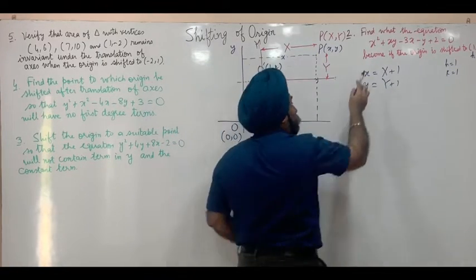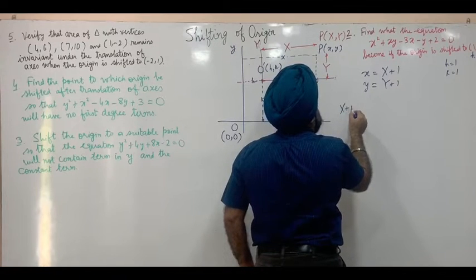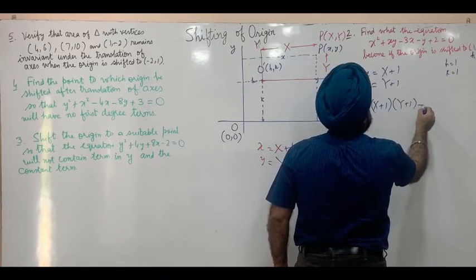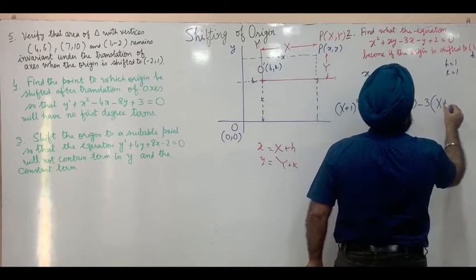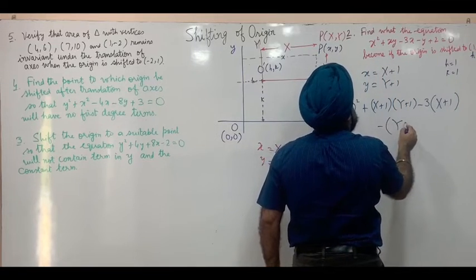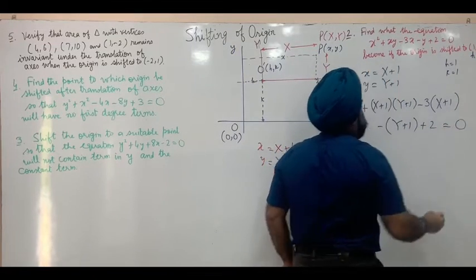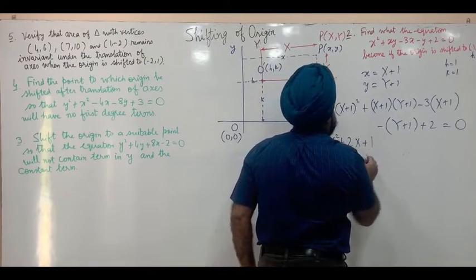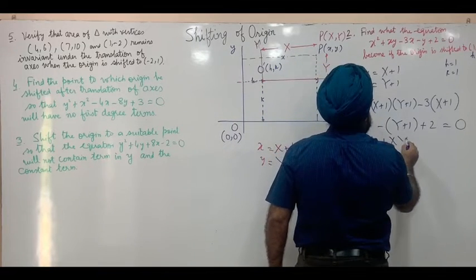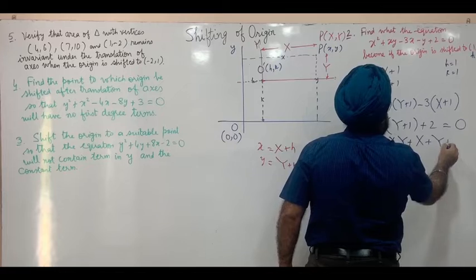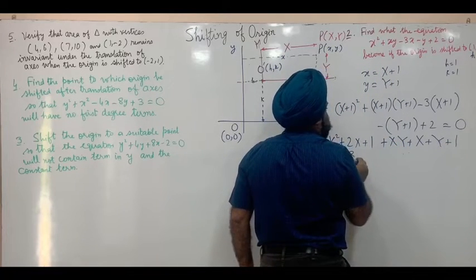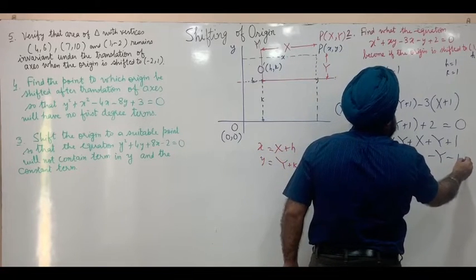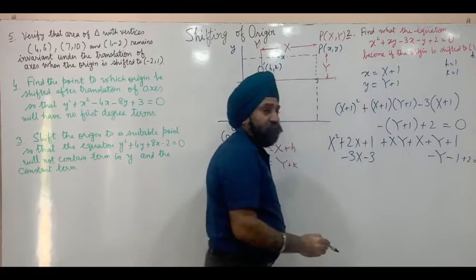Substituting these values in the given equation, x square is (X plus 1) whole square, plus x into y, which is (X plus 1)(Y plus 1), minus 3 into x, which is X plus 1, minus y, which is Y plus 1, plus 2, and this is equal to 0. Simplifying: X square plus 2X plus 1 plus XY plus X plus Y plus 1 minus 3X minus 3 minus Y minus 1 plus 2 is equal to 0.